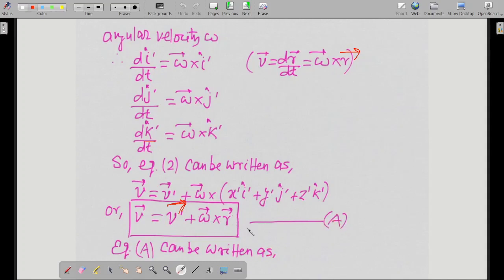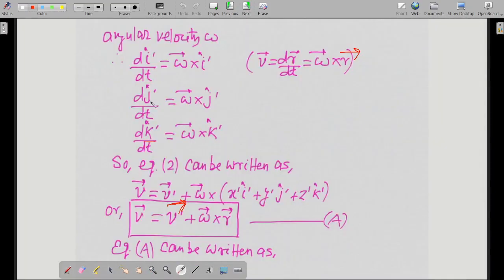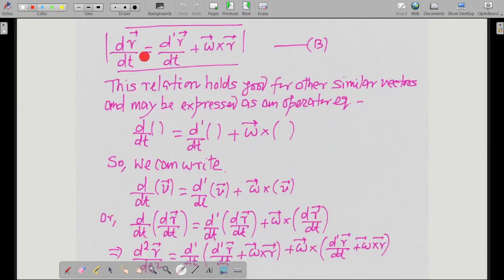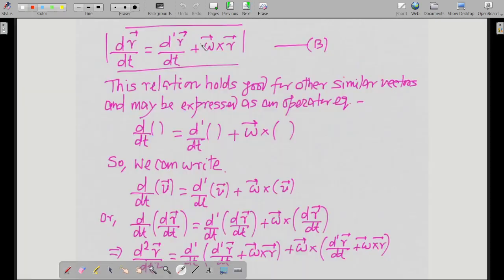Now equation A can be written like this. You can replace this particular v by dr by dt, and this particular term v prime by d dash r by dt. So what is the difference between these two?